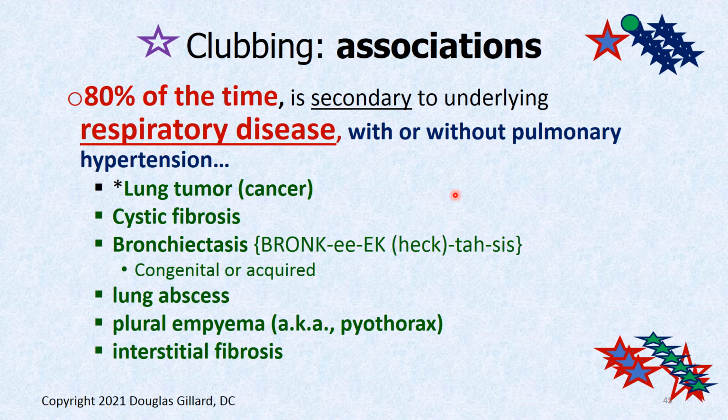Lots of stars, even a circle here. But 80% of the time, if you have clubbing, it's a respiratory disease. Anybody with clubbing, and I've had probably half a dozen students over the years come through with this, you've got to get checked. You've got to get a chest x-ray, and you've got to do some testing to make sure you don't have a lung tumor. Kind of unusual in people your age. Cystic fibrosis, you would know. Bronchiectasis, you would have other lung symptoms. Lung abscess, pleural empyema, interstitial fibrosis. You would know all these, but this one you wouldn't, and that's why you get checked.